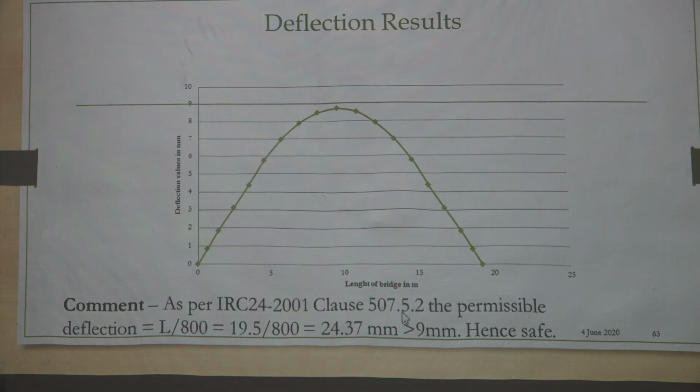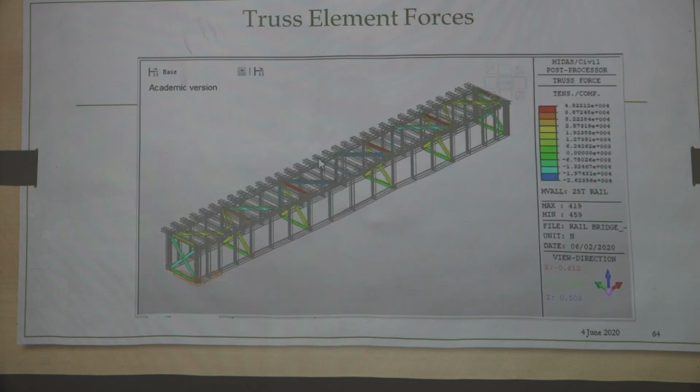624/2001, clause number 507.5.2.5.2 is also given here, the permissible deflection is given by the code as L by 800. L is 19.5, the 20 meter is that particular length of the bridge, 19.5 is between the two ends where it is having the supports, divided by 800 comes to be 24.37. We are getting 9.5 mm, therefore our bridge is safe. We can comment that for the present condition our bridge is safe.